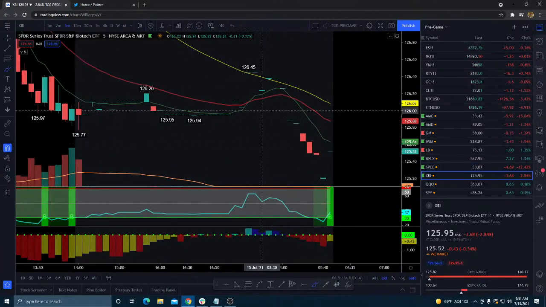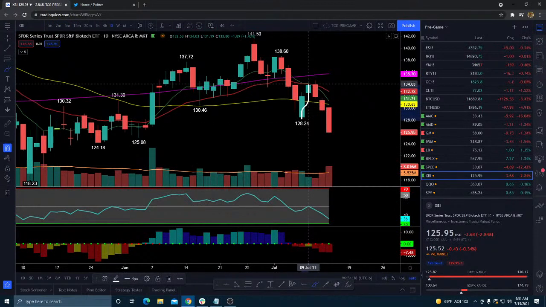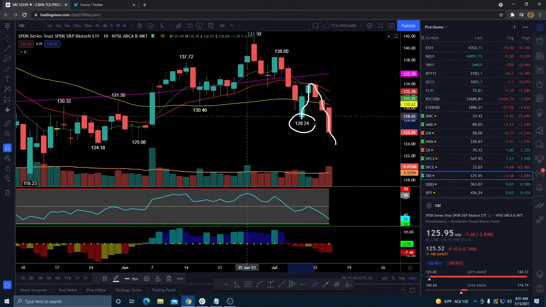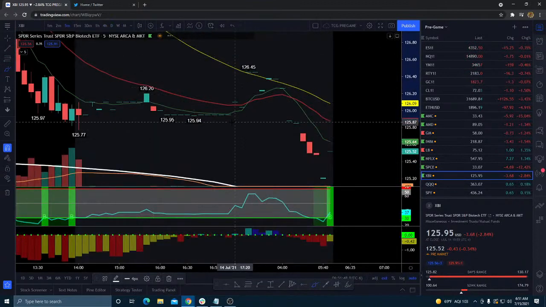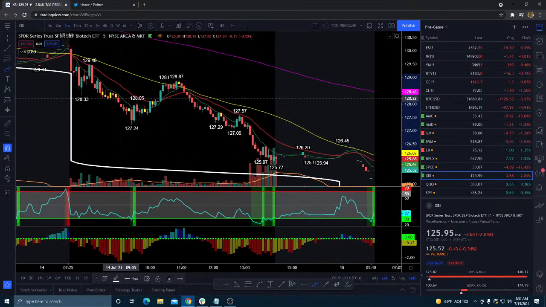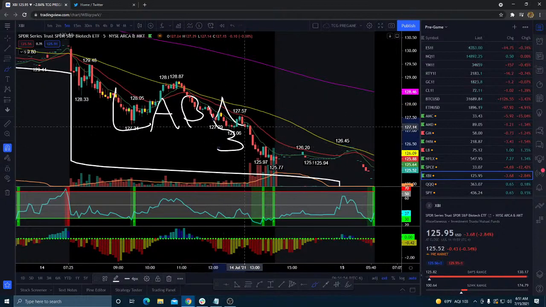XBI. Can't believe I'm saying this either. Doesn't it look like IWM? We push up into the EMAs and we reject. We broke that low yesterday. However, we're getting pretty beat up on XBI. 4-hour RSI is 24. I am looking to go long via LABU, L-A-B-U. That's a 3 times bullish ETF on XBI.